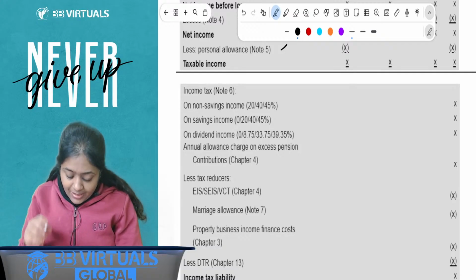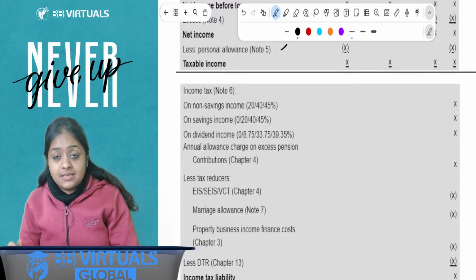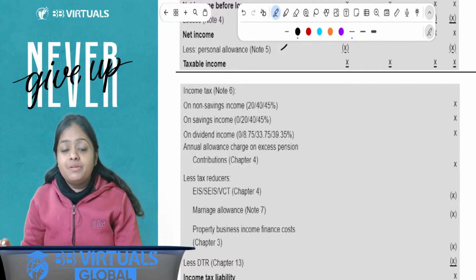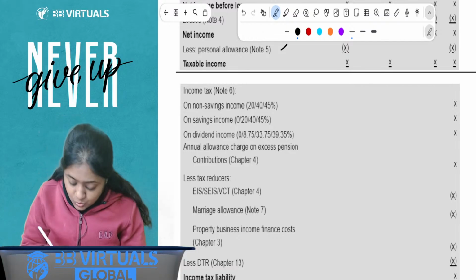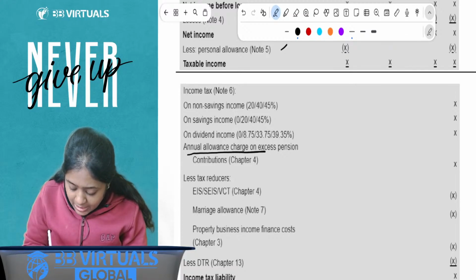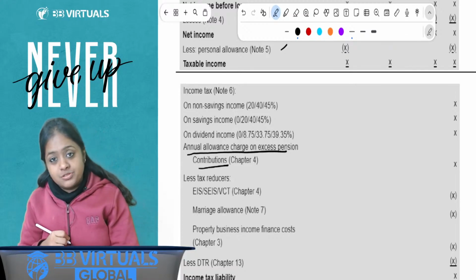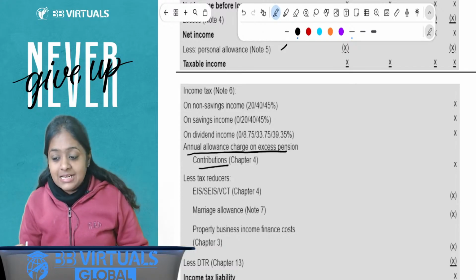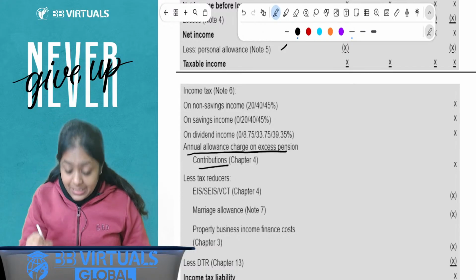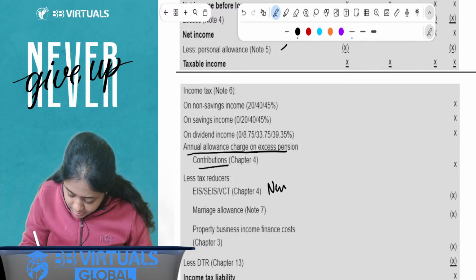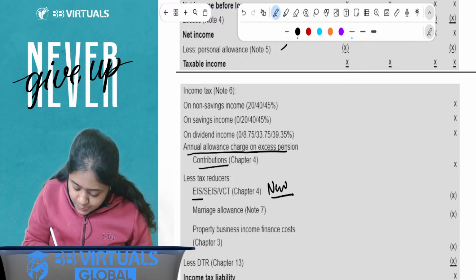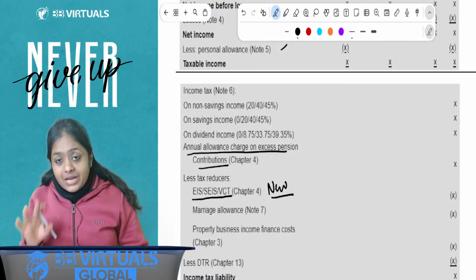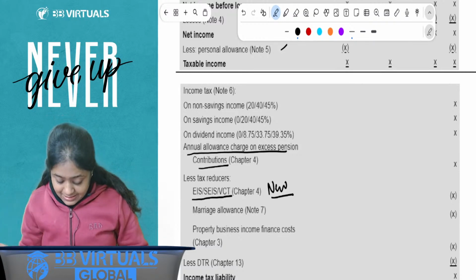Now when we come to the tax enhancers, that is when you will have an increased tax. This will be studied for both tax and ATX students. Annual allowance charge on excess pension contributions will be studied for both tax and ATX students. Now for ATX students, this is a new point: when we make investments in the EIS, SEIS and VCT schemes. I will be taking that in the upcoming classes.